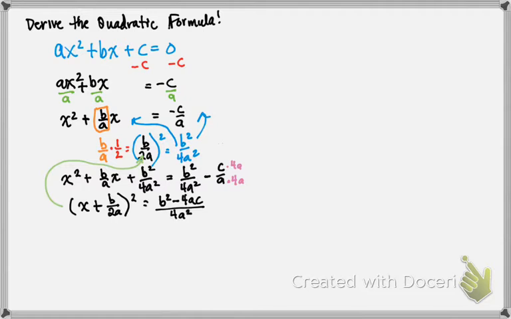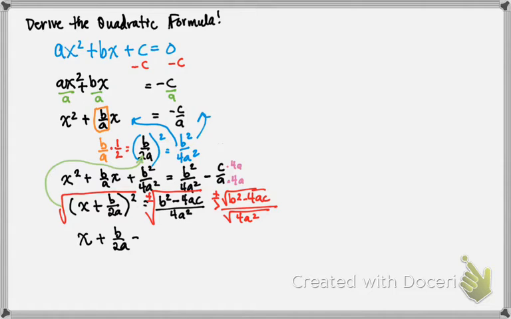Okay, now I can take the square root of both sides. And remember, this is the same thing as saying plus or minus the square root of b squared minus 4ac, divided by the square root of 4a squared. Is that starting to make sense? The square root of the quantity squared is the quantity. So we get x plus b over 2a equals plus or minus the square root of b squared minus 4ac, all over the square root of 4 is 2, the square root of a squared is a.